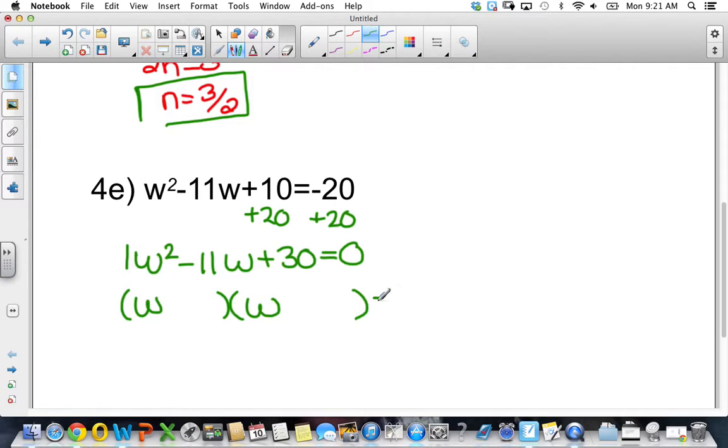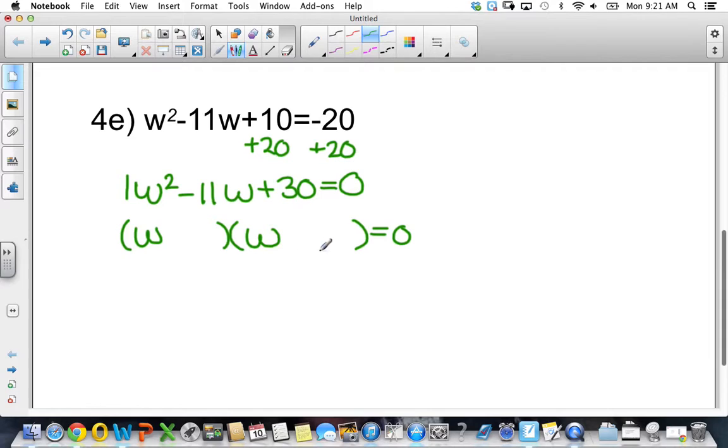I'm looking for two numbers that multiply together to give you 30, and add to give you negative 11. And I have negative 6 and negative 5. And this indeed does factor to, when multiplied out, will give you w squared minus 11w plus 30. I'm not done here. I need to set each one of these factors equal to 0 and solve.